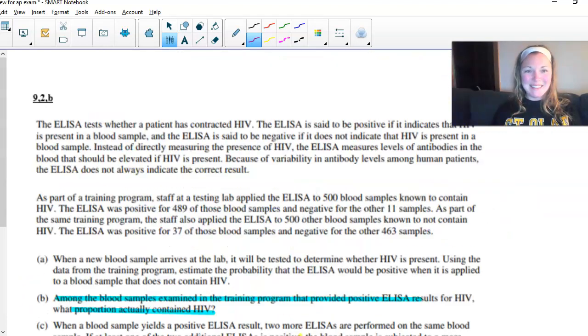Okay, let's cruise. This one, ELISA one. Okay, so anytime you have a testing going on, think tree diagram. I'm not going to go through the whole tree diagram. I have done videos on tree diagrams. I can post for it if you need.